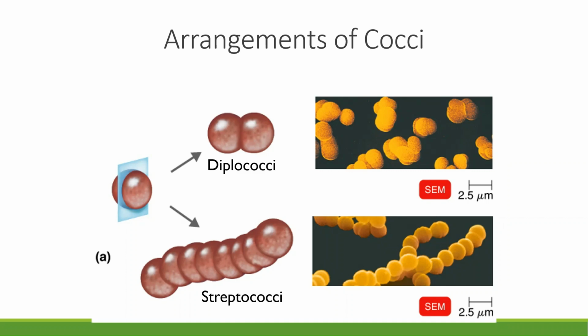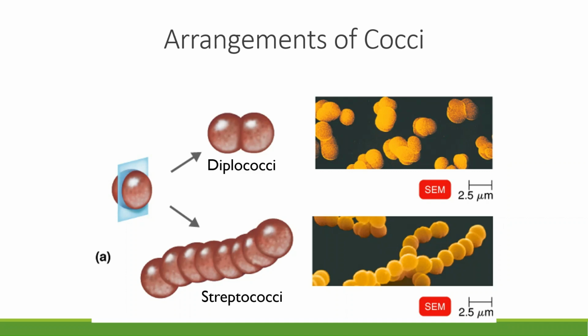The plane of division is along what axis the cell breaks apart into two new cells, shown here as a blue square that intersects the cells. If a bacterium divides along the same plane for each of its progeny, and they do not separate, then you can either have diplococci, meaning two coccus bacterium, or streptococci, meaning a chain of coccus bacterium. Diplococci is when they only stick together in pairs, and streptococci is when they stick together in long chains.